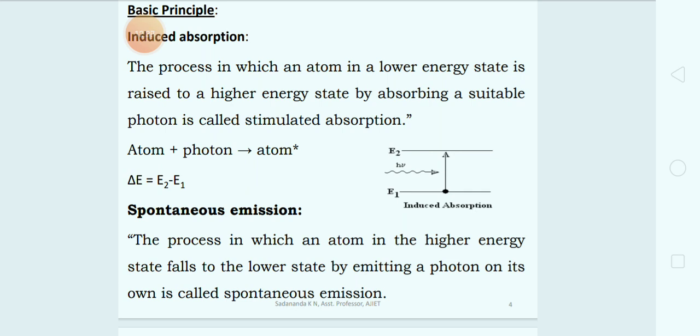The energy states E1 and E2. A photon of energy h nu is given to the atom, which is located in the ground state, or E1 state, so that the atom absorbs that energy and goes to the higher energy state. The transition is completed. This can be represented as atom plus photon giving rise to atom star, where atom star is nothing but the atom in the excited state. The energy difference between the higher energy state and the lower energy state is delta E, that is E2 minus E1.